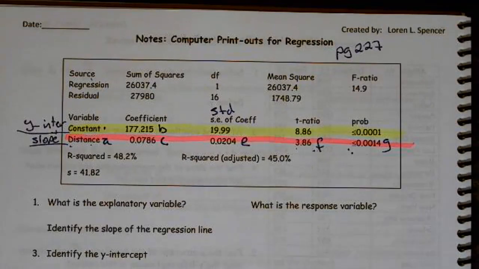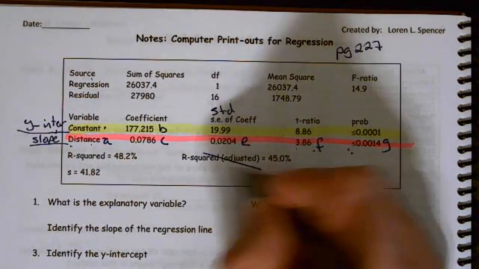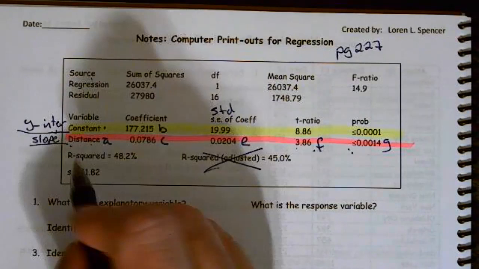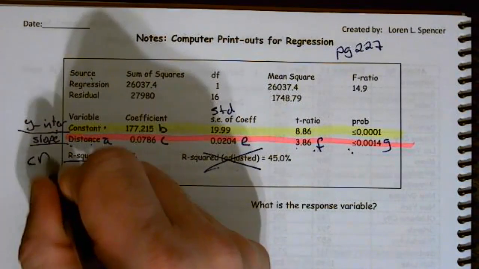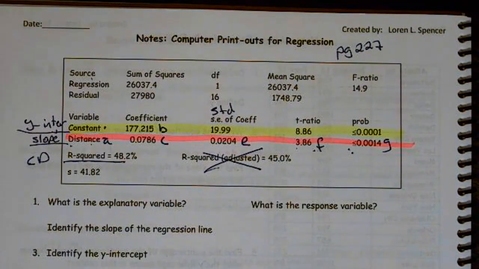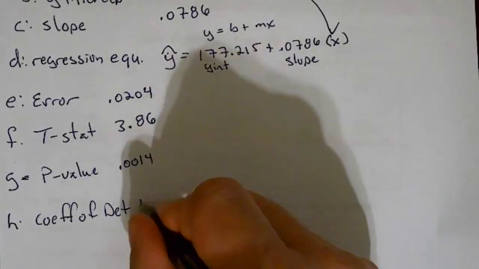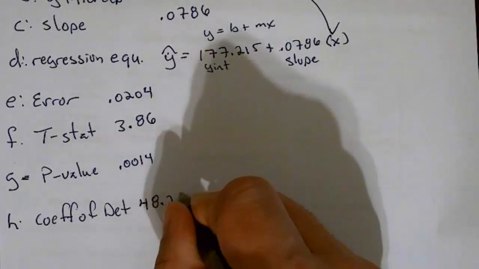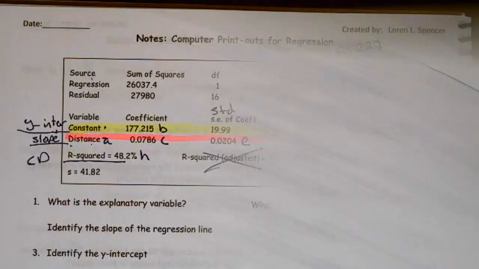The very last thing I'm going to ask you for is the coefficient of determination. The coefficient of determination is your R squared. You'll notice we have two R squared. We have R squared adjusted. We're not going to use that in this class. So we're just going to be talking about R squared, and that's my coefficient of determination. I'm just going to call it CD, coefficient of determination. And on your assignment, that will be letter H. So letter H, our R squared, coefficient of determination, is 48.2%. Go ahead and write it as a percent. So 48.2%.